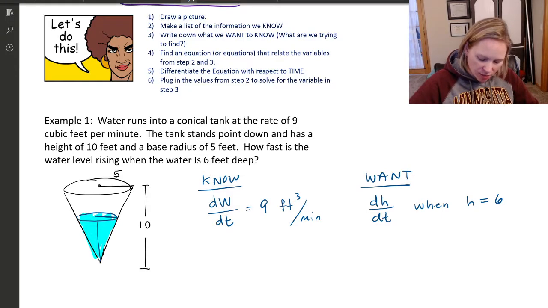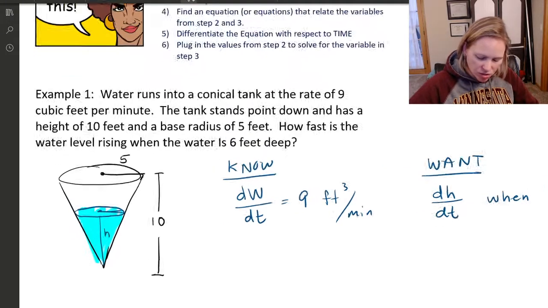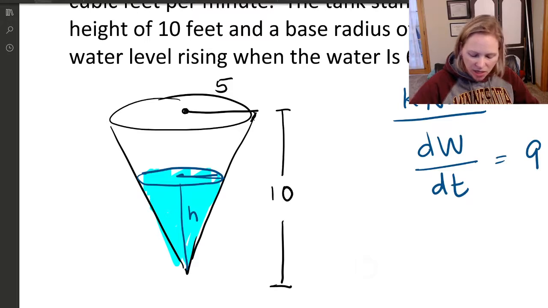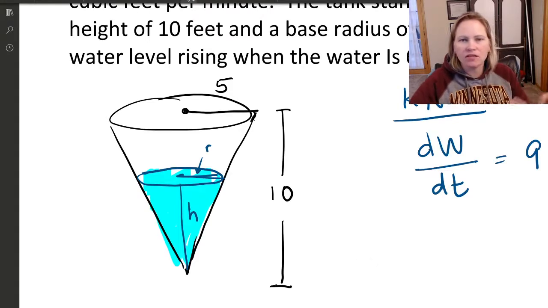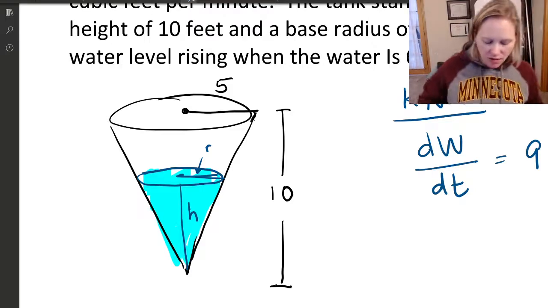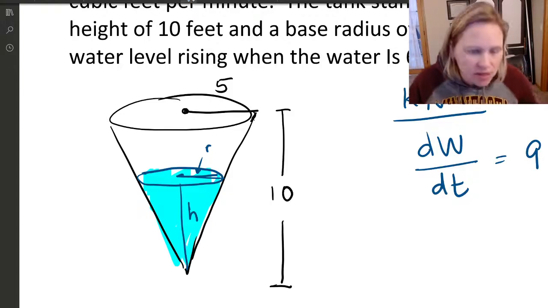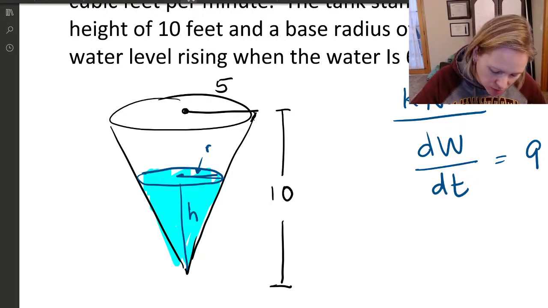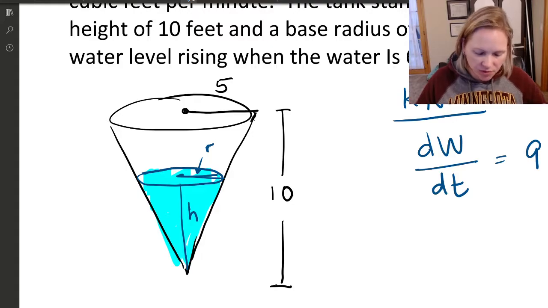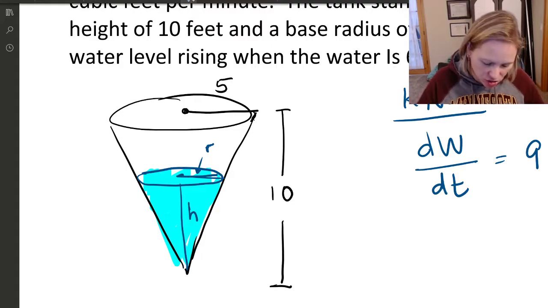So I'm going to come back over here. I'm going to label on my picture. I'm going to zoom in a little bit. I'm going to label this H, and I'm going to label this R. Even though the radius of the base is 5, that's not a variable. It's not changing. But the radius of the second cone, the cone of water, is going to be changing. And that is something that changes.